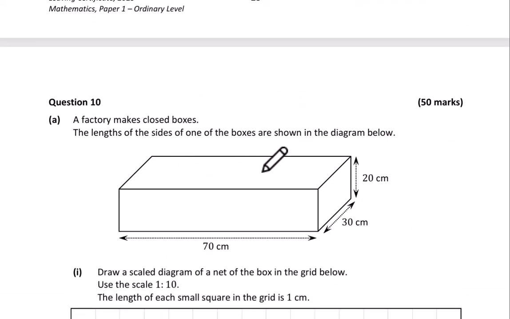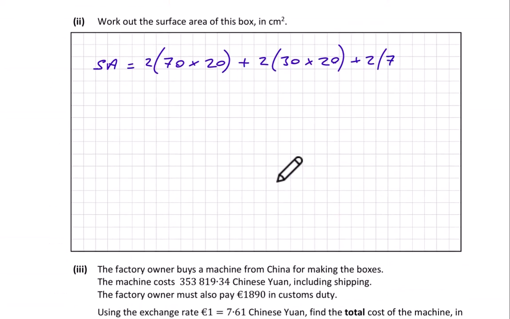this face here. We'll do the top and the bottom now. That's 70 times 30. So 70 times 30. So it's just a lot of calculator work. And when you do that, you should get 8200, and it's area, so it's centimeters squared.